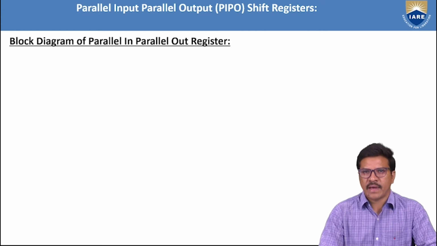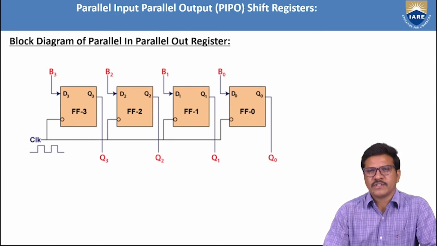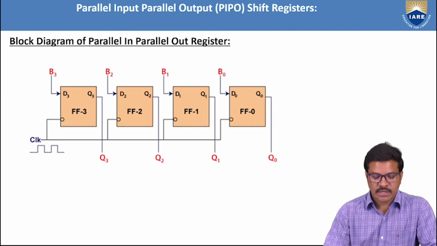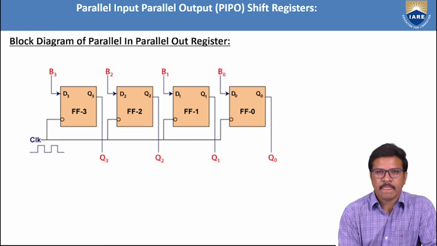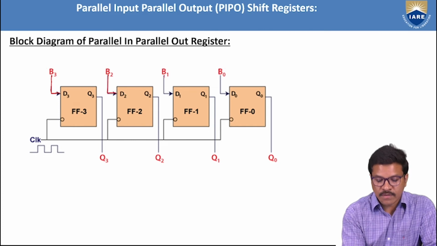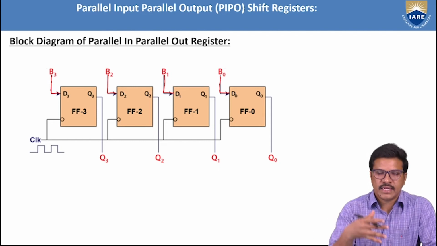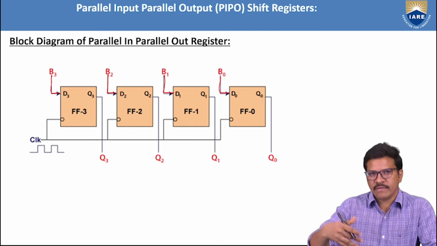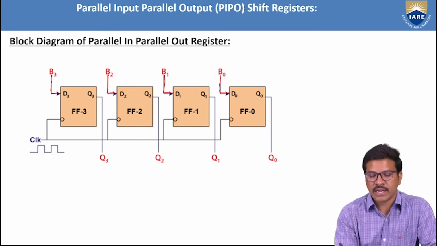Block diagram for the parallel out register. This diagram consists of 4 D flip-flops, and the same clock is connected to all flip-flops synchronously. The data is provided parallelly to all flip-flops. I am not connecting one flip-flop's output to the other flip-flop. I am connecting the data parallelly to all individual flip-flops. B3 is connected to D3, B2 to D2, B1 to D1, and B0 is directly connected to D0.